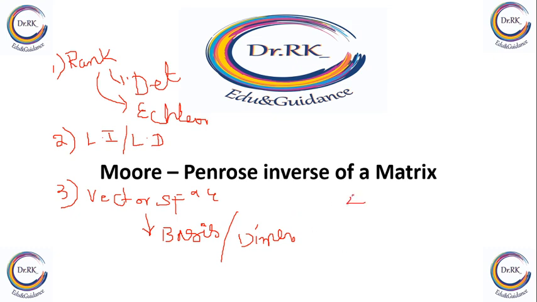And the other one is the norm of a vector. For short answers, it is a regular thing that appears: normalize the vector or find the norm of the vector, etc.